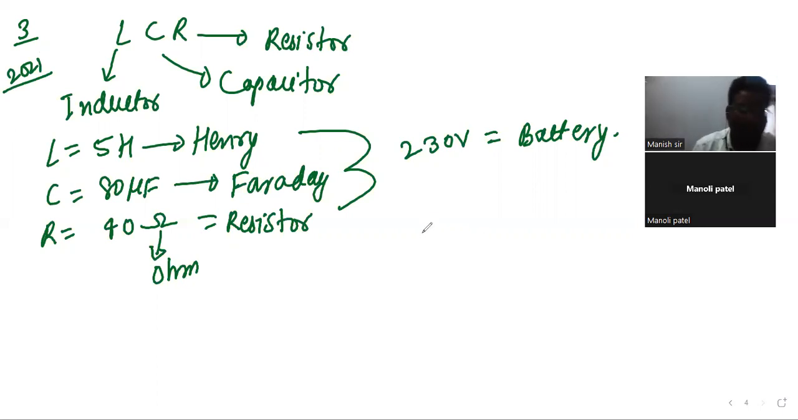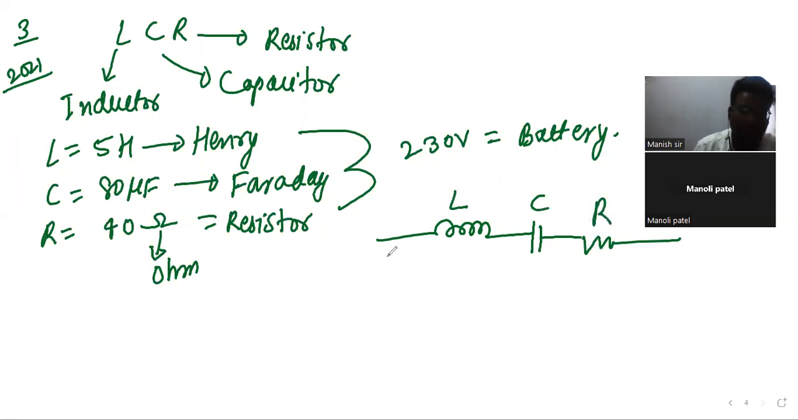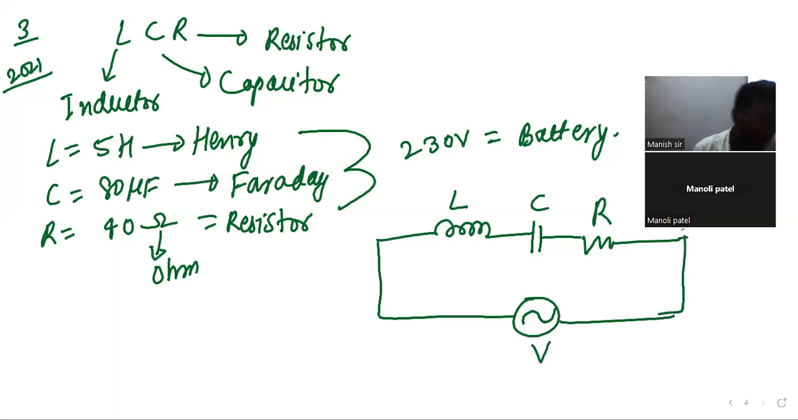So your diagram will be looking like this. The inductor symbol is in coiled form. The capacitor is parallel plates and the resistor is like this. So this is your inductor, this is the capacitor, this is your resistor. It is connected to the AC voltage, and the AC voltage symbol is like this. So this is your LCR circuit connected in series. So we know the resonance frequency formula, so we will use that formula. So it will be the resonance frequency.